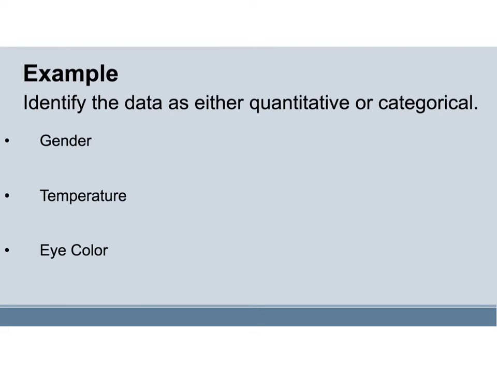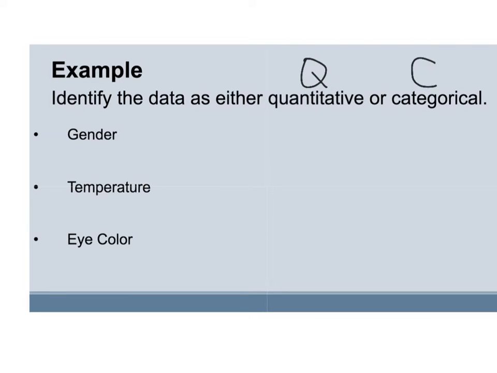So now you have several on your sheet to decide whether you think it's quantitative or categorical. So again, hit pause and then come back after you've answered all those and see if you're right or wrong. I'll write the answers down on here. I'm just going to put a Q for quantitative or a C for categorical. So gender. Gender is considered categorical because it's a label.